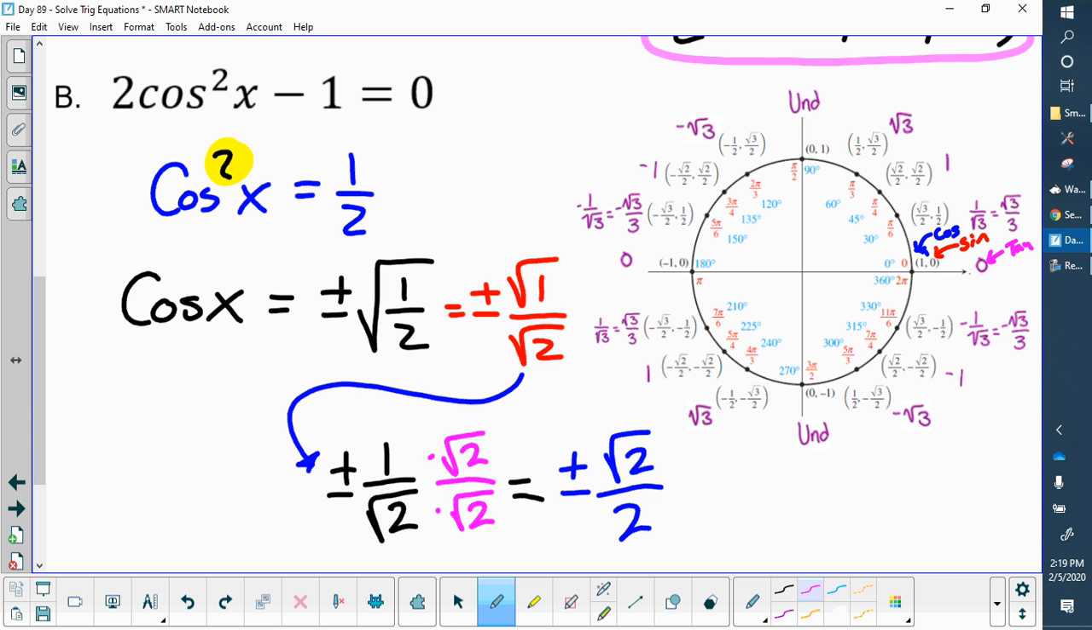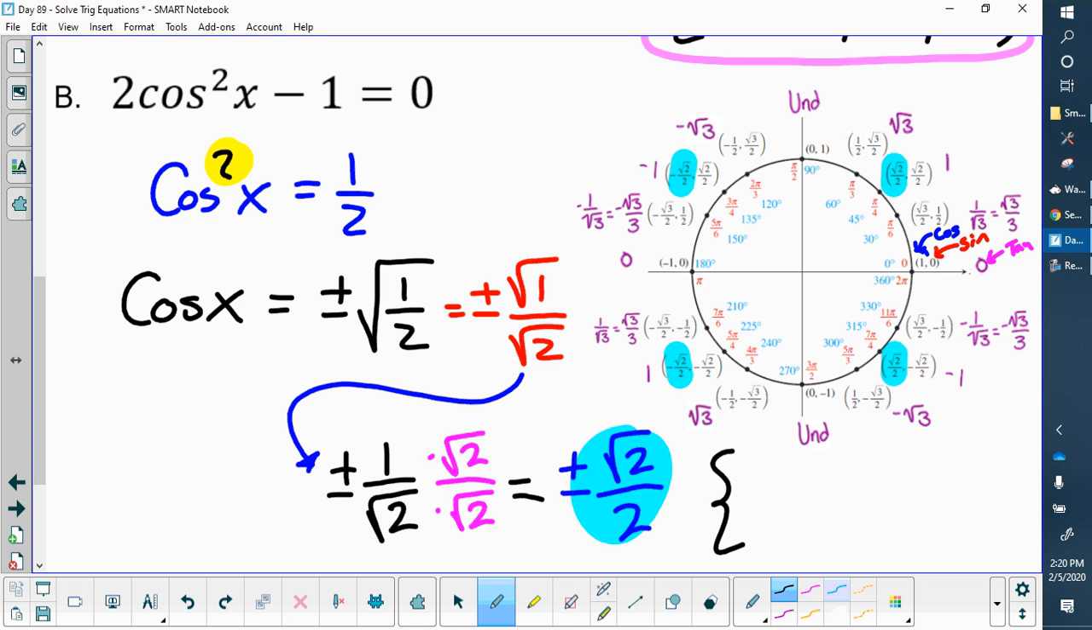Okay, cosine. Is that the first position, second position, or outside? First. So I'm looking for a positive and negative square root of 2 over 2 in the first coordinate. I see one right there. I see one right there. I see one right here. And I see one right here. 4 answers again.